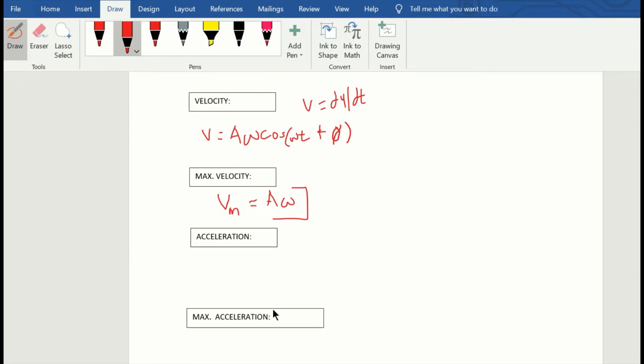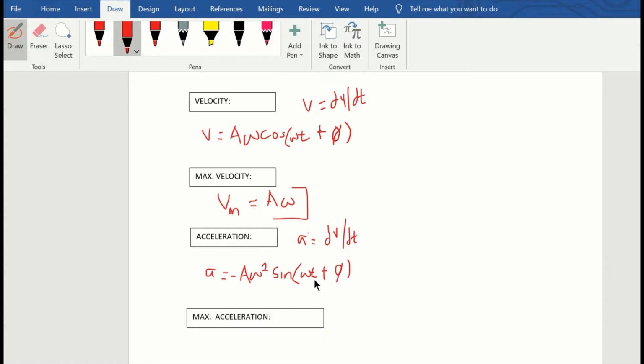Now, for the acceleration, we have to differentiate the velocity. So we can say that acceleration, which is a, is equal to the differentiation of the velocity over time. So this means that we are differentiating the velocity with respect to time. And when we do that, we get the acceleration equal to negative amplitude omega squared, cos becomes sine, open brackets, omega t plus the phase angle. So this is the formula we use for finding acceleration.